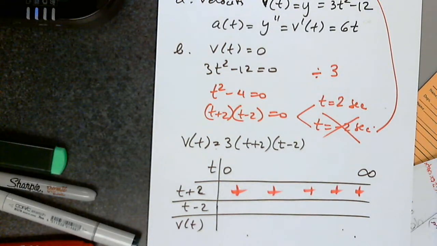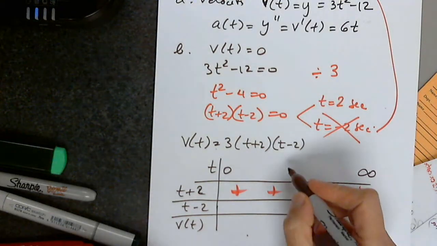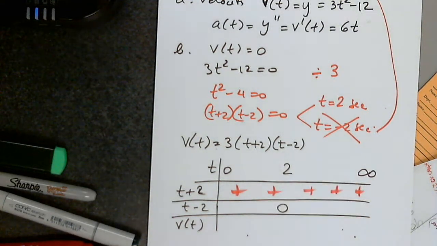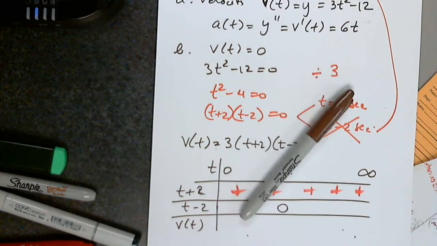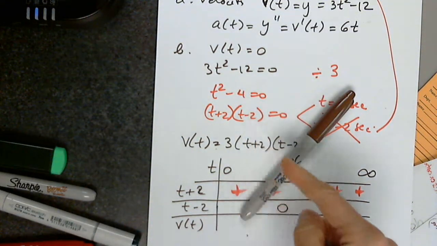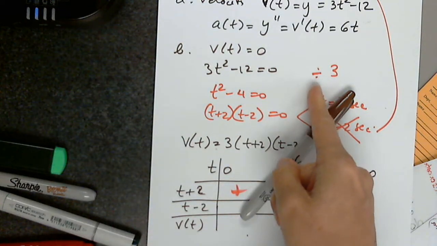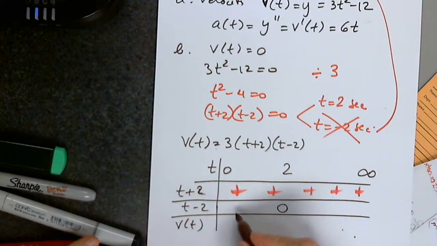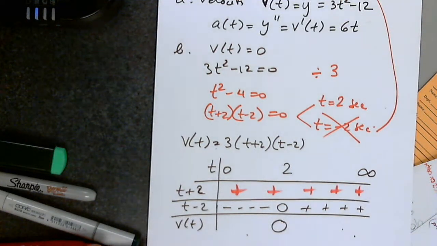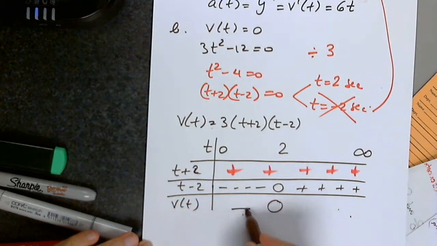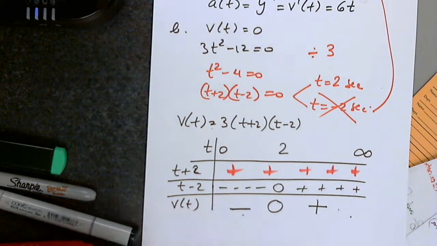So t plus 2 for any t between 0 and infinity will always be positive. Correct. So there is a 2 here and 0. But t minus 2 is a line with a positive slope. It comes from negative values, crosses the x-axis, and goes to positive values. So it's negative and positive. So here's negative and here's positive.